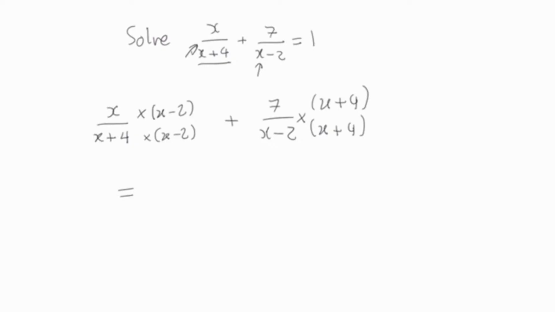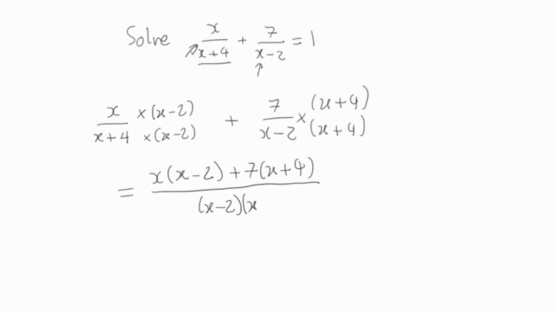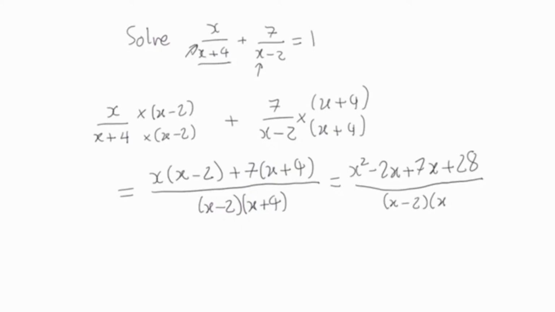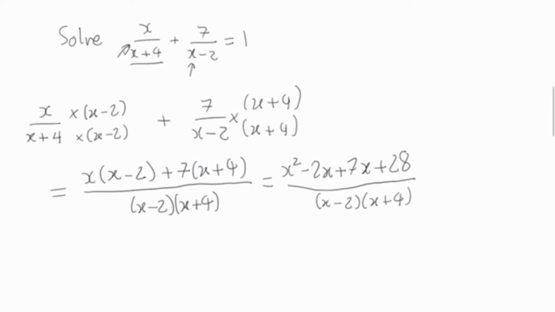So if I expand this, we get something like this on the top, and then on the bottom something like this. And then we just need to expand and simplify this a bit. So we have x squared minus 2x, and then 7x plus 28. And then we have this whole thing like this. So now that we've done this, what we do is we look at how we can actually solve it, because remember this was equal to 1. So this is equal to 1.